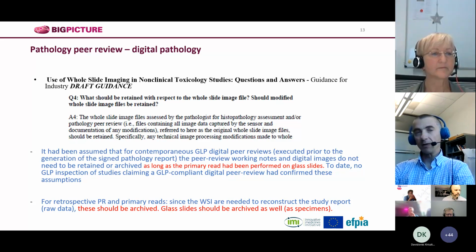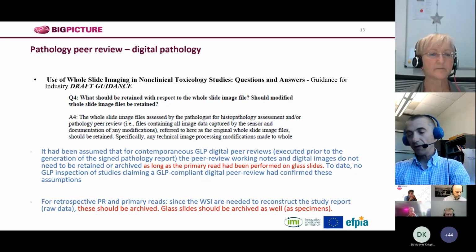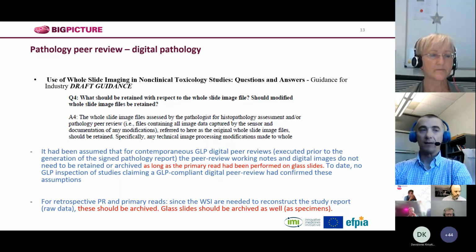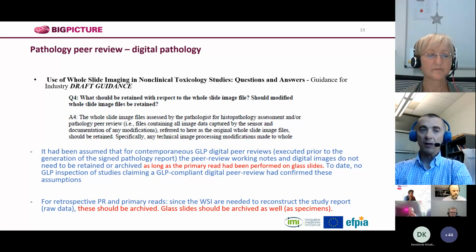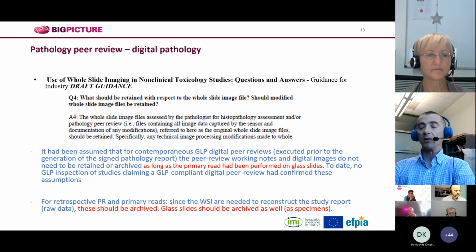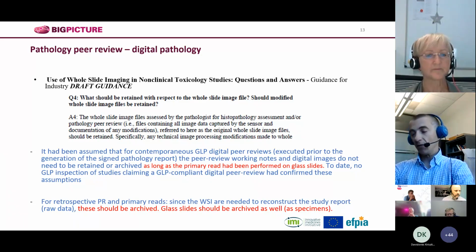In particular, when you look at the answer, it says, without any distinction between contemporaneous and retrospective peer reviews, that the whole slide images should be archived. That's where we need to get clarification from the authorities, because our perspective is that we need to make a differentiation between contemporaneous and retrospective peer reviews for the exact reason that Gabrielle mentioned, which is in one case, the raw data has not been created yet when it's contemporaneous.